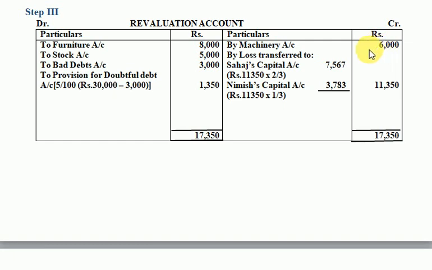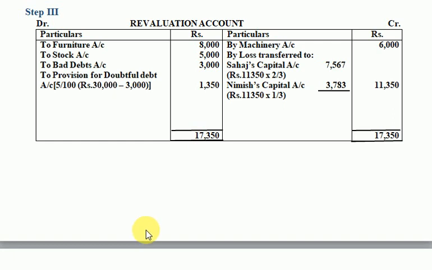Finally, the revaluation account of this question gives us a total loss of 11,350, which is distributed between both the old partners in their old profit sharing ratio, which comes to 7,567 for Sahaj and 3,783 for Nimish. And if you remember, the entry for this goes as Sahaj's capital account debit, Nimish's capital account debit to revaluation account. I hope you understand the entry which I just spoke. Step 3 done.